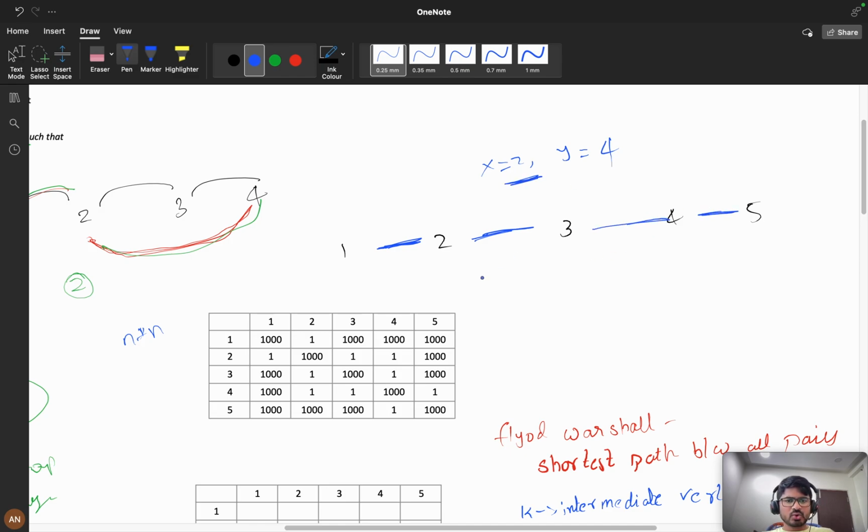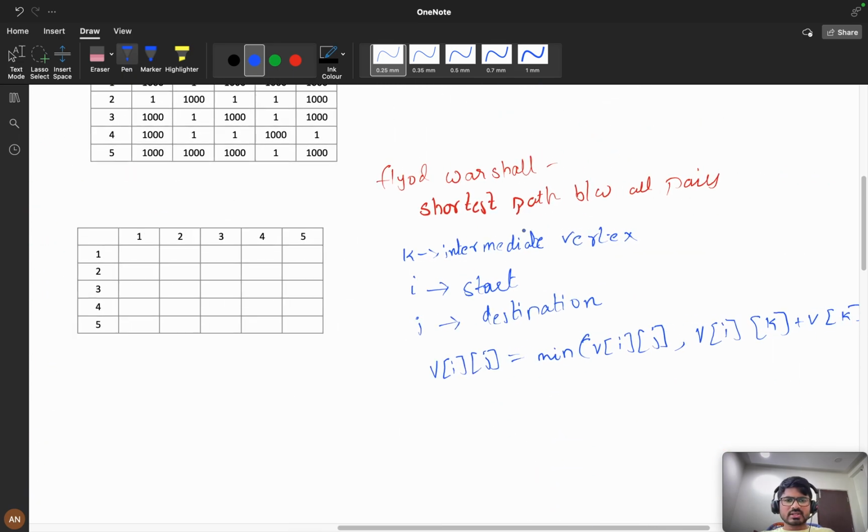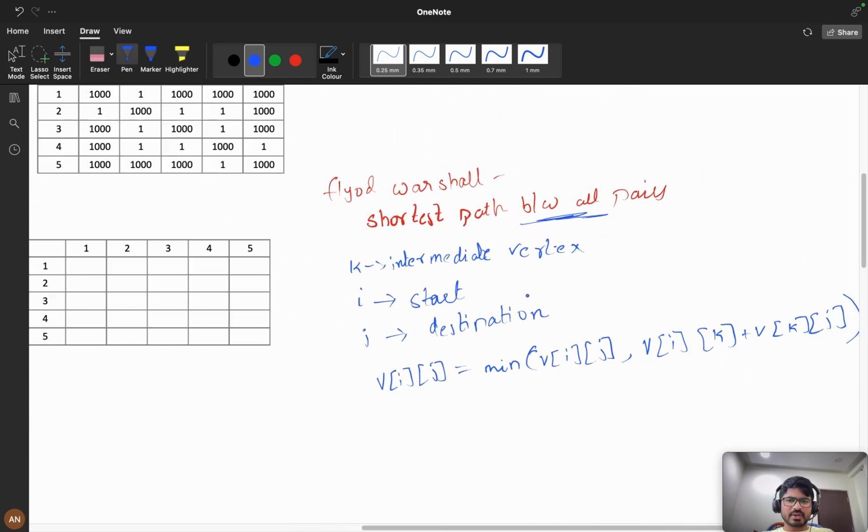And from 2 to 4, if you see here, 2 to 4 is also 1. 2 to 4 or 4 to 2, which is 1. Now what Floyd Warshall will say: shortest path between all pairs.